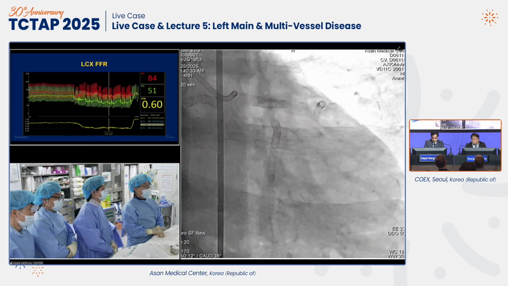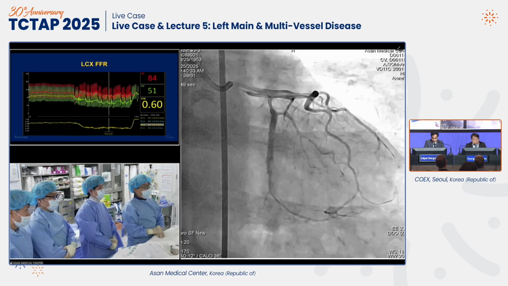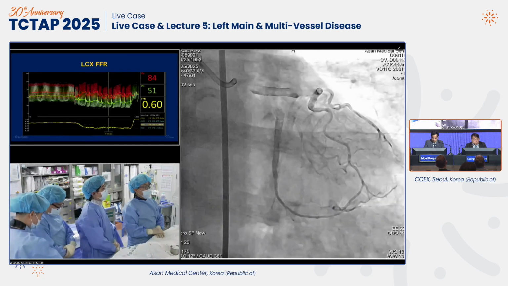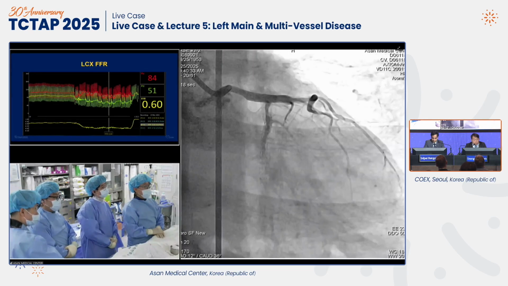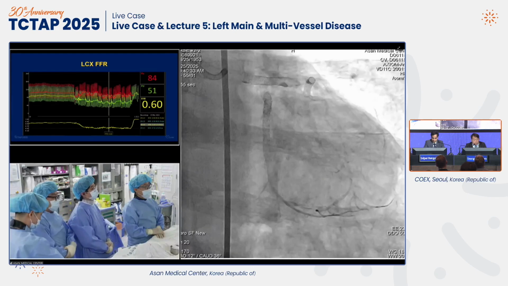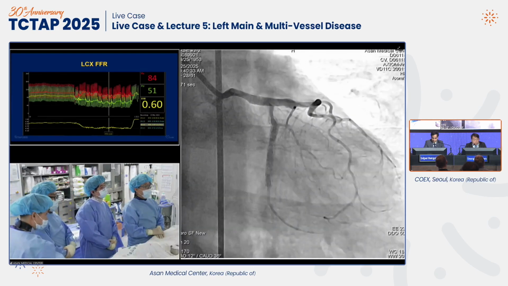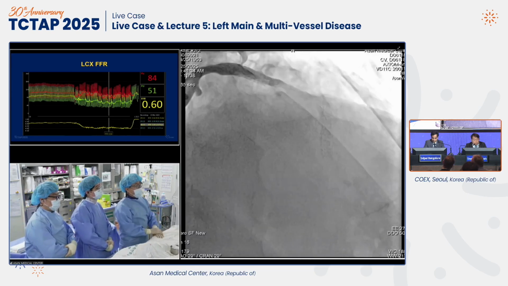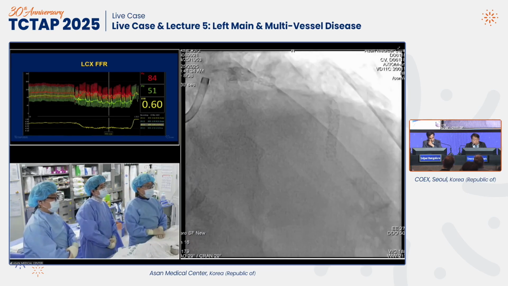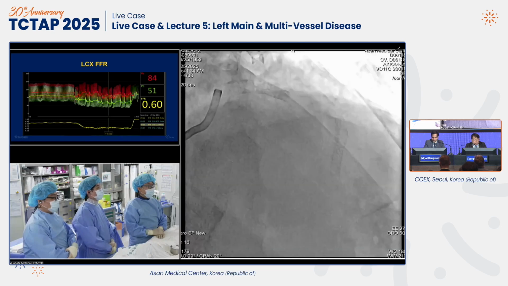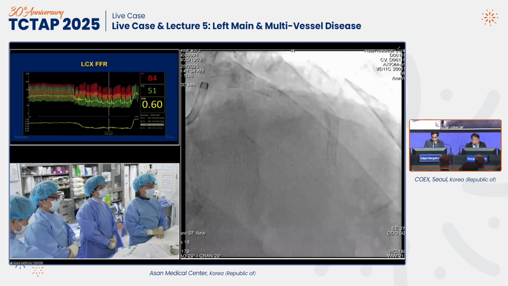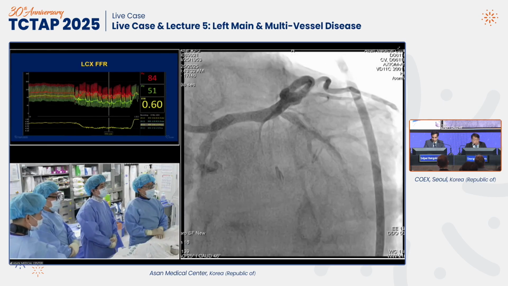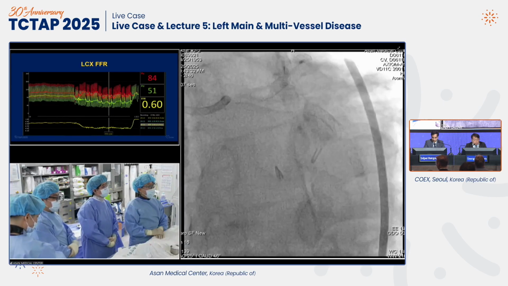First view. Okay. This is, as you can see, the caudal view, and the left main ostium has a mild stenosis. The circumflex ostium seems to be significantly narrowed. And next one. And this is the epicranial view, and the prior stent, the mid LAD and the left main stent look good, and there is some aneurysmal change. And next one.